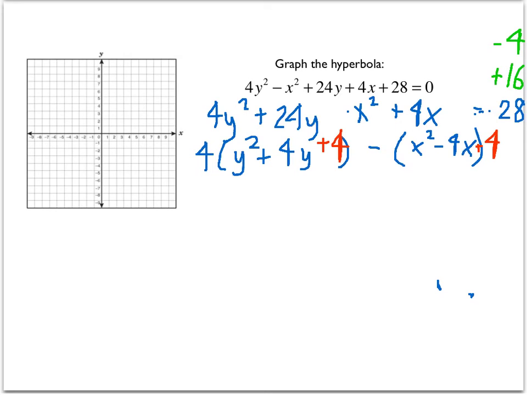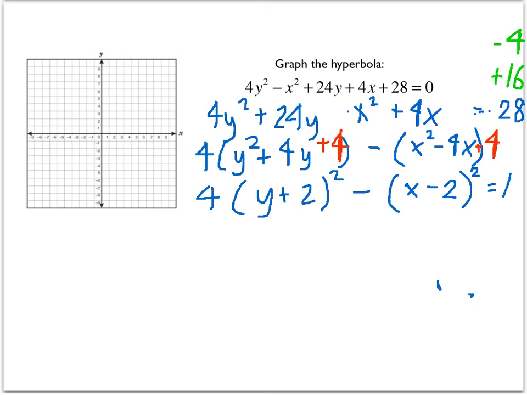I'm going to go back to my blue marker here. So I end up with 4, and then I have y plus 2 squared minus, and then in this case I have x minus 2 squared. And meanwhile, what am I going to get on the other side here will be negative 32 plus 16, which is actually going to be negative 16, I think, right? Like that. Yeah, so that looks good.